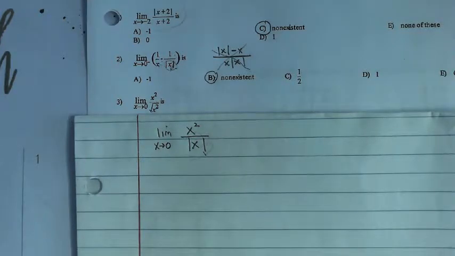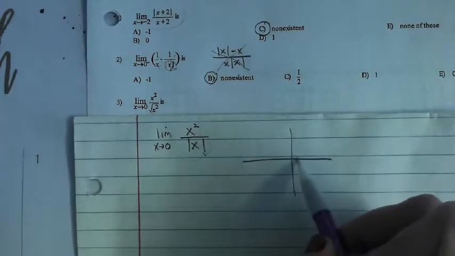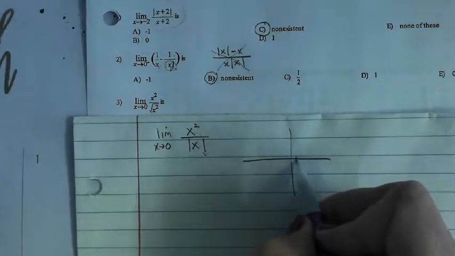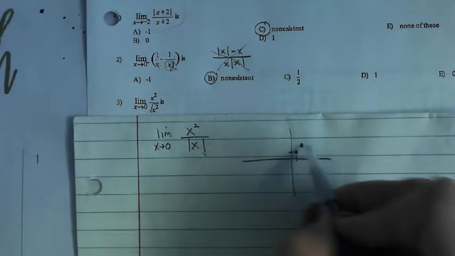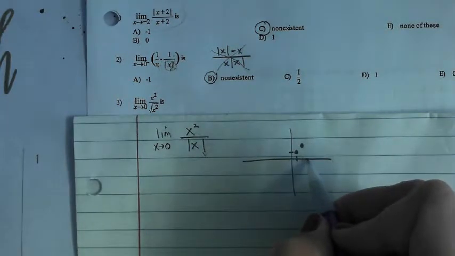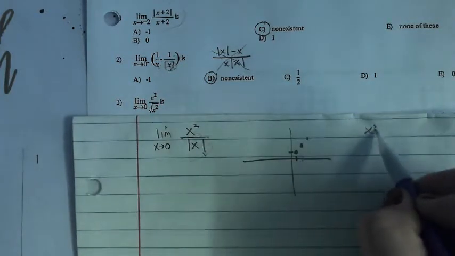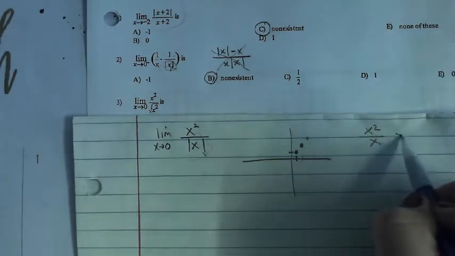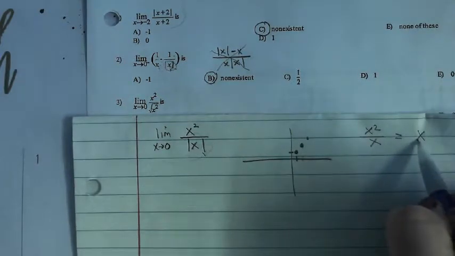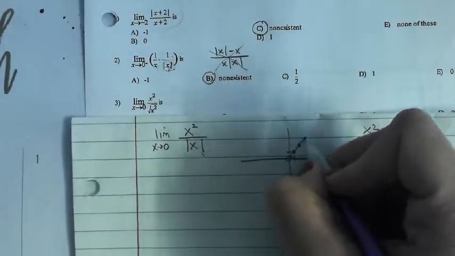What happens to the right of 0? If we were to plug in 1, what would we get? 1 over 1. What if we plugged in 2? 2 would give us 2. What if we plugged in 3? Right. Because when you plug in a positive number, the absolute values really aren't doing anything. And you can reduce, obviously, x squared over x to just being x. So it makes sense that when we plug in 1, we get 1. So if we're moving to the right, this looks like that.